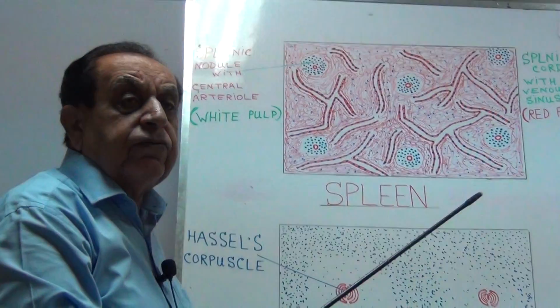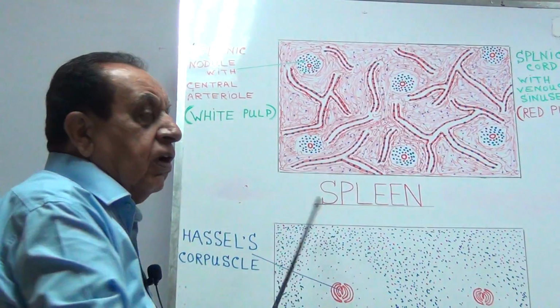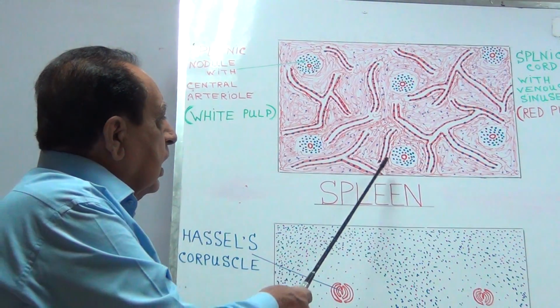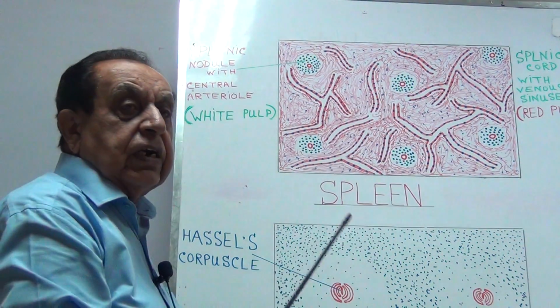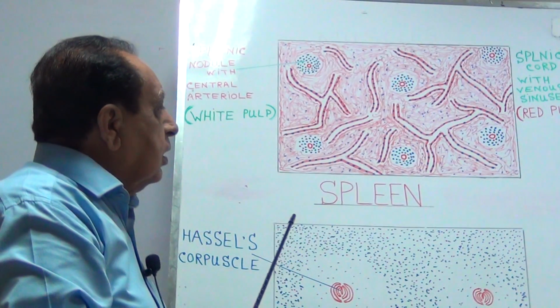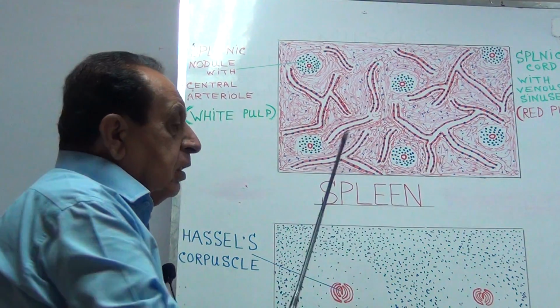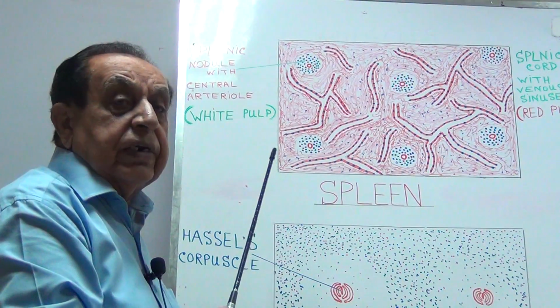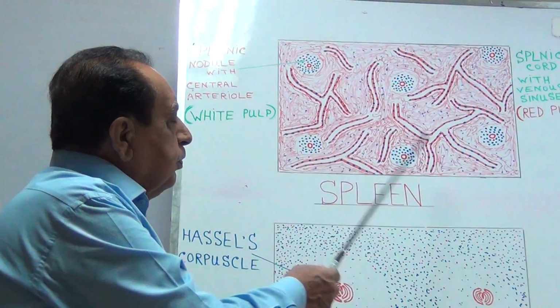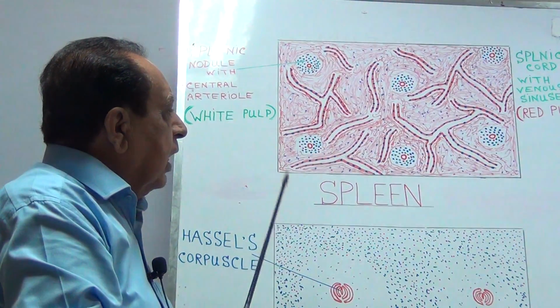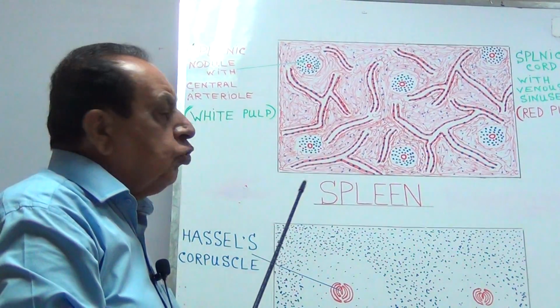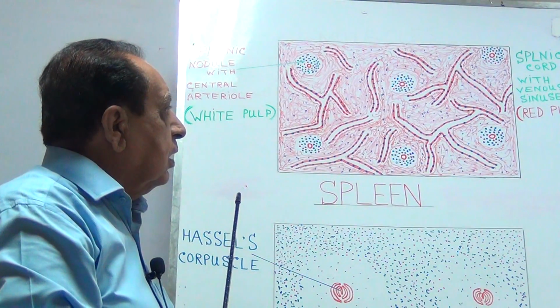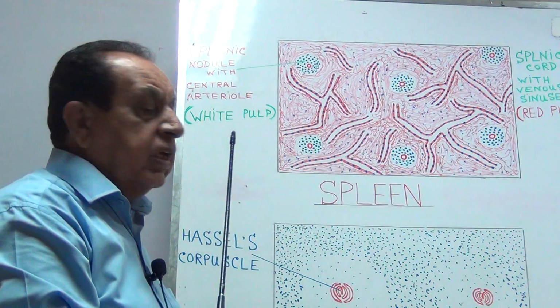Now the function of the spleen is, first, production of lymphocytes at the region of these lymphatic nodules. Second, removal of dead cells or dead RBCs from the blood, and the other one is the storage of blood. These are the functions of the spleen.